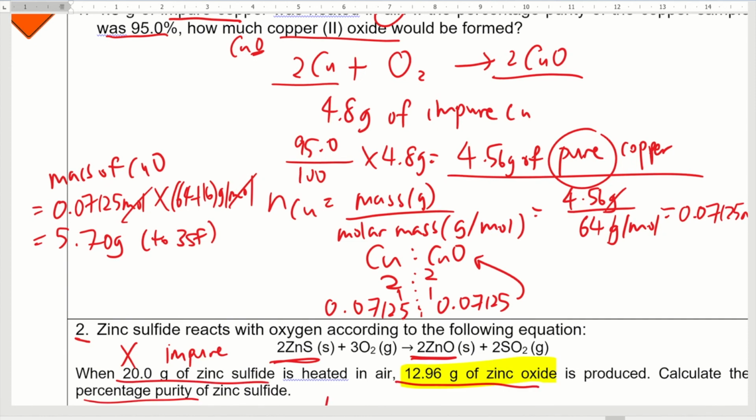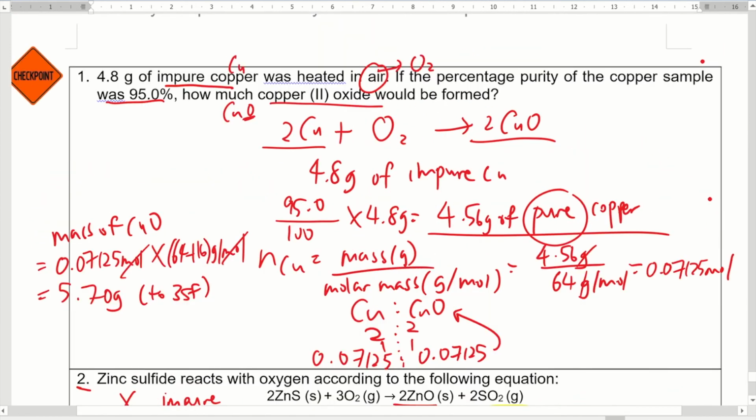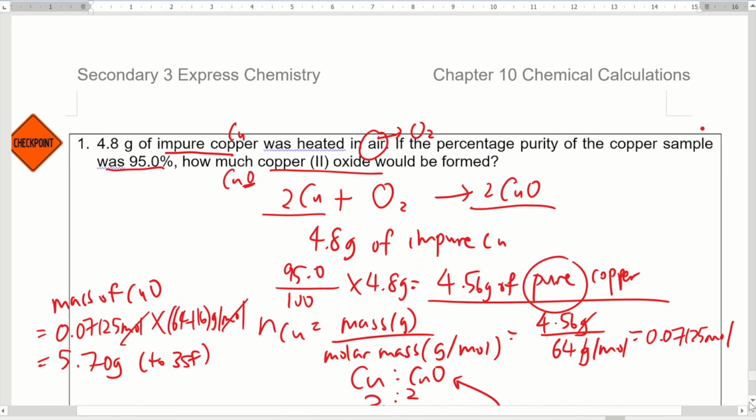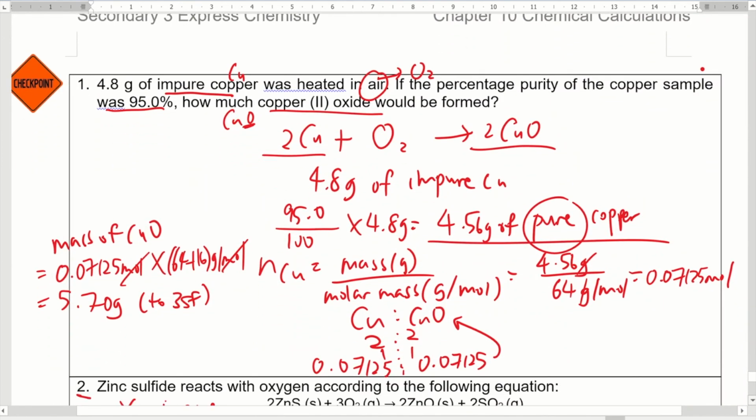So if you compare question 1 and 2, they are both percentage purity, but I can phrase it in a different way. But actually, they are all using the same thing, which is percentage purity.